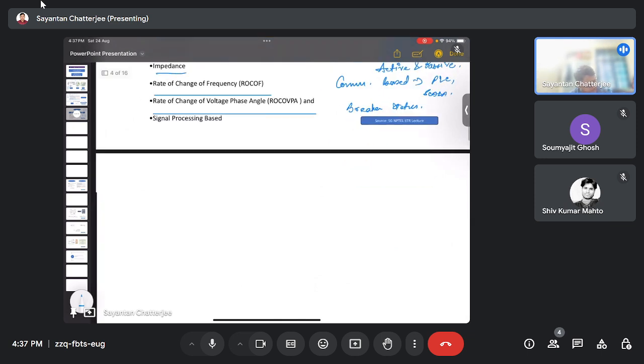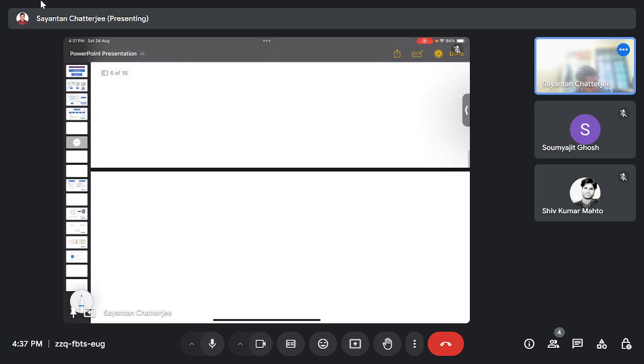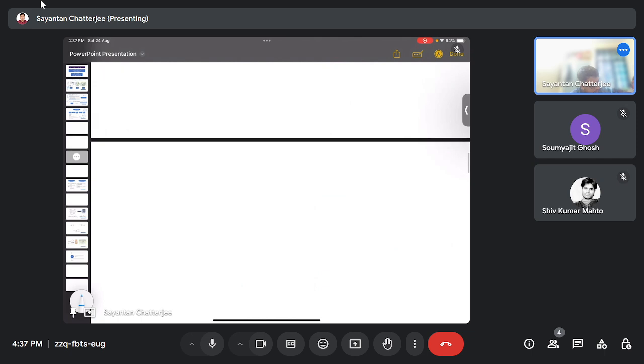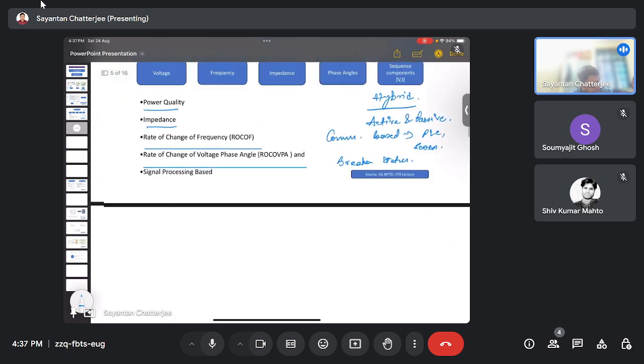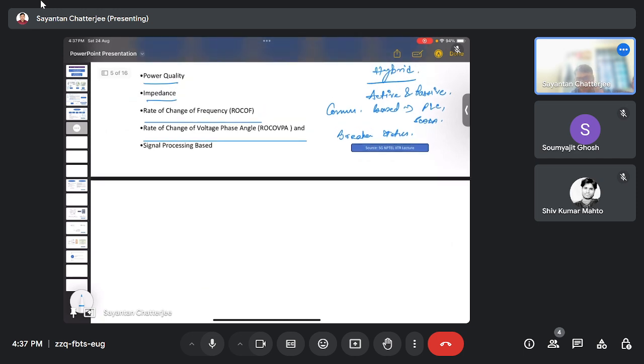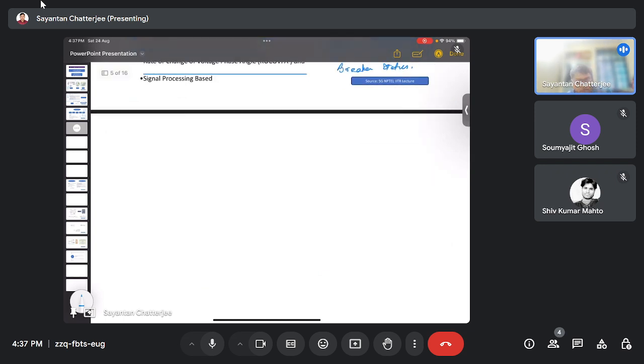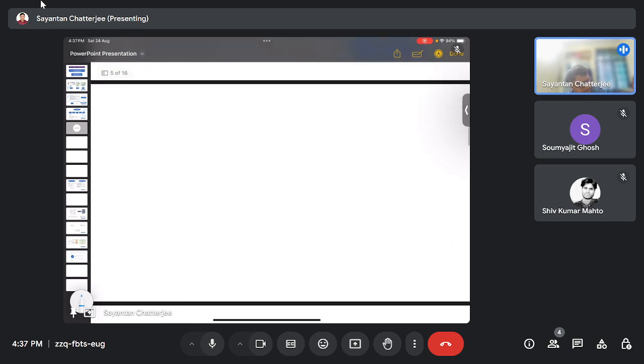We can also find out some techniques related to power quality monitoring. Based on the power quality monitoring, the detection would be given, the detection that there is an islanding mode of operation or a non-island, grid connected mode of operation. For that we have some stages where the signal is measured.